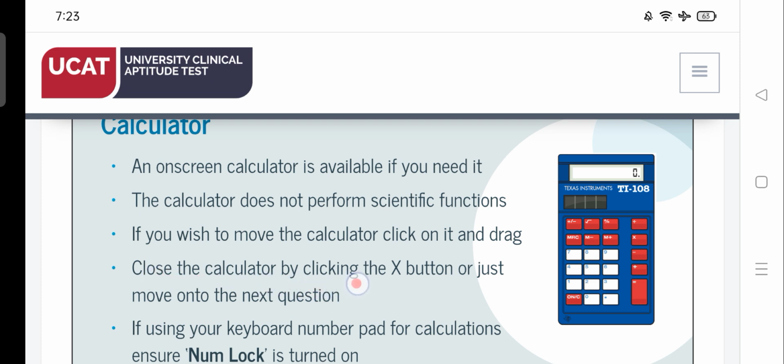Close the calculator by clicking the X button, or just move on to the next question. If you want to close it, you can click on the X button which will be provided here, and then your calculator will disappear from your screen. Or you can also move on to the next question, and the calculator will also disappear.